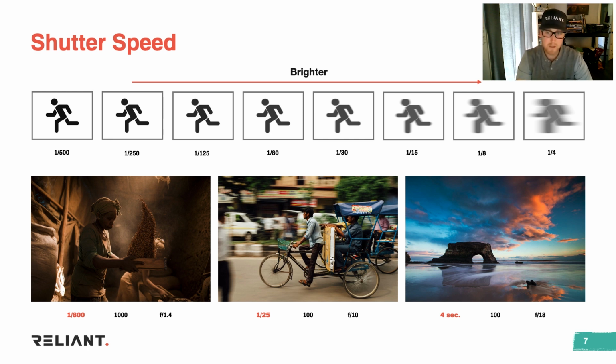Shutter speed is simply the length of time that the camera allows the light to hit the sensor. So the slower the shutter speed, the more motion blur you'll have. The faster the shutter speed, the more you'll be able to freeze motion. So as you increase the amount of time, your exposure will get brighter, and as you decrease the amount of time that light is hitting the sensor, as you make your shutter speed quicker, the darker your exposure will be. So let's look at some examples to demonstrate how this works.